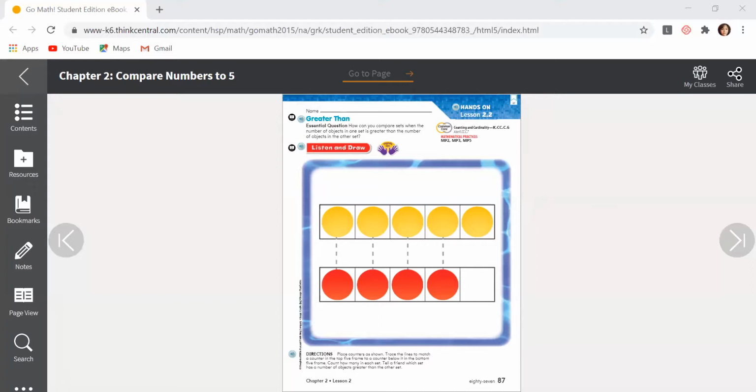Okay, page 87. We're learning about groups, how to group and compare. For this lesson, we're going to be counting and comparing: is it less than, greater than? For this page, we're going to count first. Remember how to count?